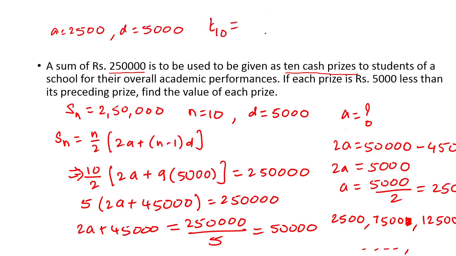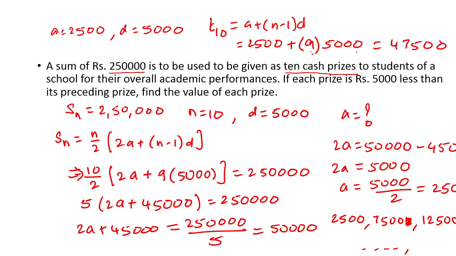We know that the Tn formula is A plus n minus 1 into D. So it is 2500 plus, n is 10 here, so 10 minus 1 is 9, into D is 5000. So I have 9 into 5000 is 45,000 plus this 2500 is 47,500. So the last cash prize, that is the highest one, is 47,500.